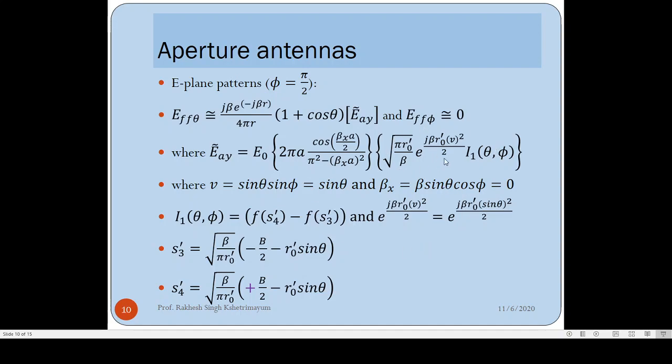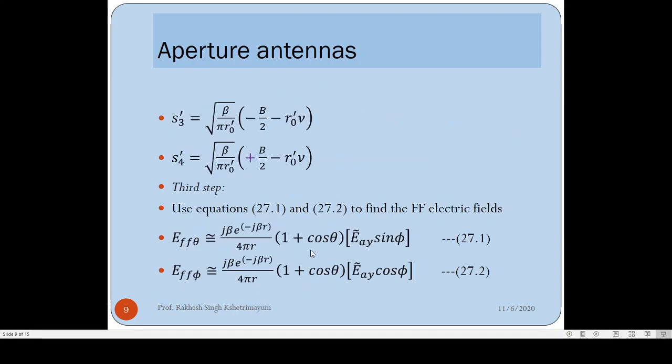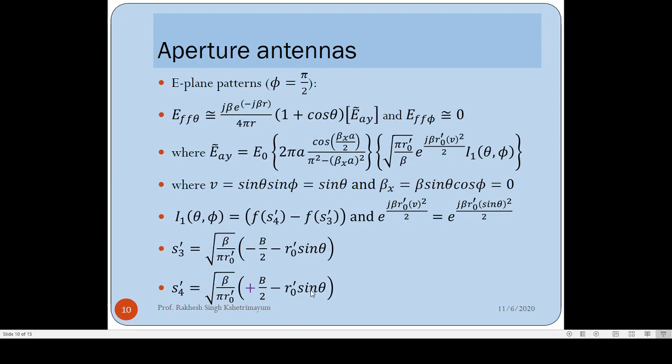Let us look at this term here, especially this I1(theta, phi). I1(theta, phi) was F of S4 dash minus F of S3 dash. What is S3 dash? S3 dash is this, S4 dash is this. So now here it was the term mu. This mu here is sin theta sin phi. Now it will become just sin theta here. What happens to this term also? Mu will be simply replaced by sin theta square.